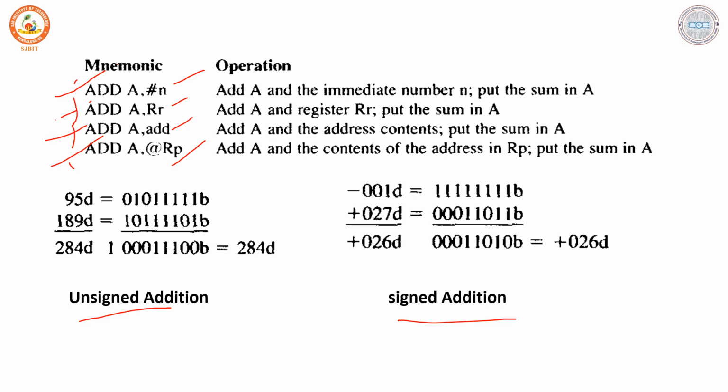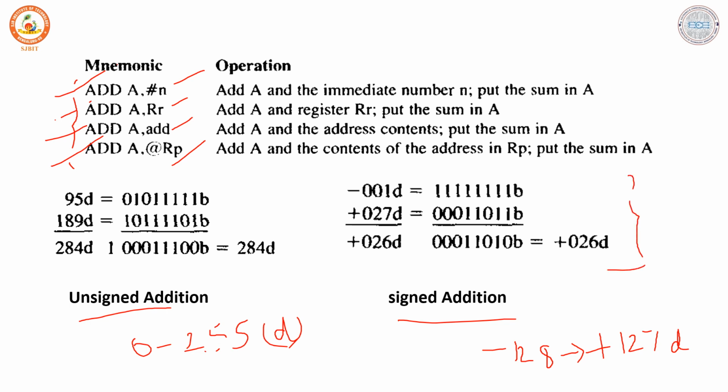Say for example, in case of 8-bit unsigned addition, the numbers can be added within a range of 0 to 255, in decimal I am talking. Then in case of 8-bit signed addition, the range is from -128 to plus 127, again in decimal. So these are some of the values that we are showing here as examples for signed and unsigned addition for different varieties of values.